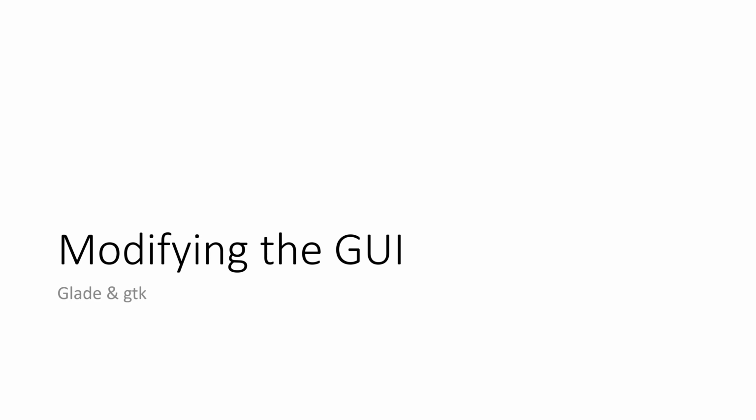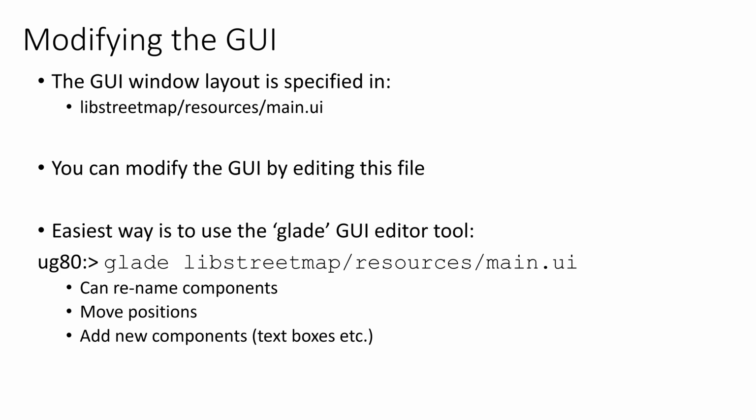Okay, so let's start with the first part. We're going to talk about how to modify the GUI at a deeper level than what we did in tutorial 6. The window layout, so where the buttons are and where the drawing area is, what we call the main canvas, is specified in a file that we've given to you. It's in your libstreetmap resources directory, and it's called main.ui. You can just use that file. You don't have to change it at all if you don't want to. But if you don't like the look of the UI, you can modify it.